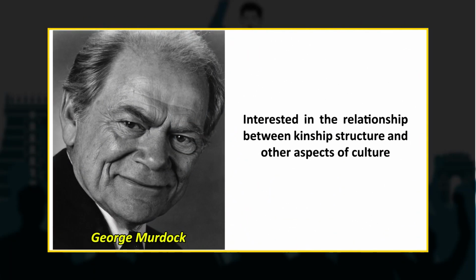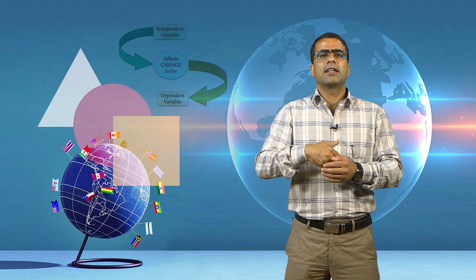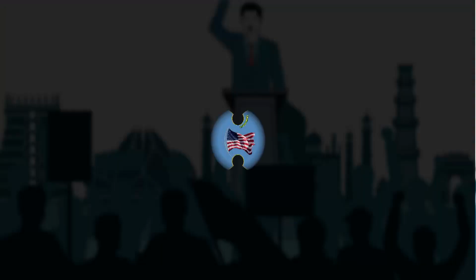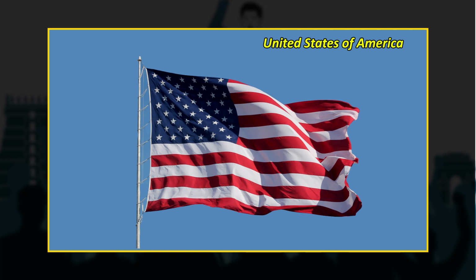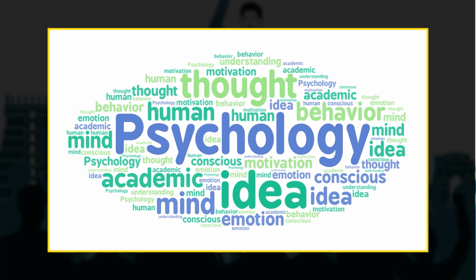The revival of the method is due in part to the works of George Murdoch, who was interested in the relationship between kinship structure and other aspects of culture. He based his analysis on a sample of 230 predominantly primitive societies drawn from around the world. Improvements in transportation and communication, as well as the more assertive role of the United States in world affairs after 1945, produced a new generation of comparativists, not only in anthropology but also in sociology, political science and psychology.